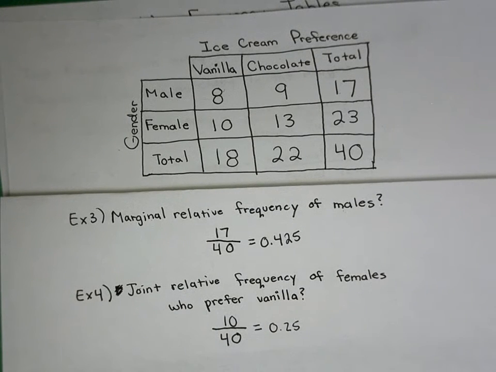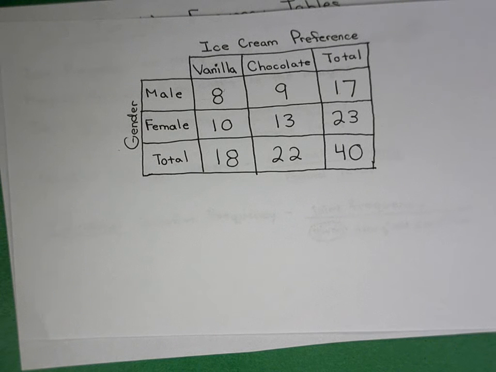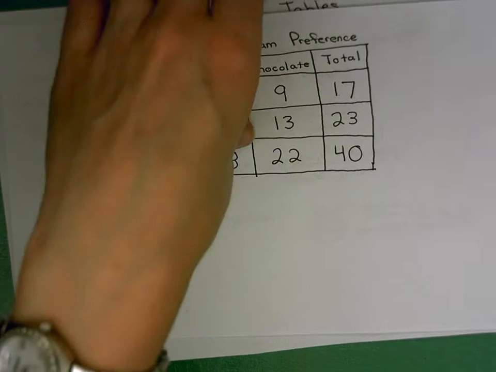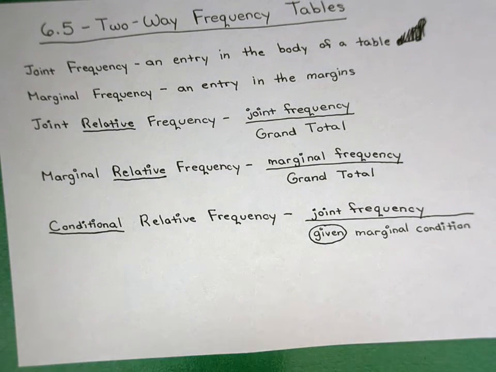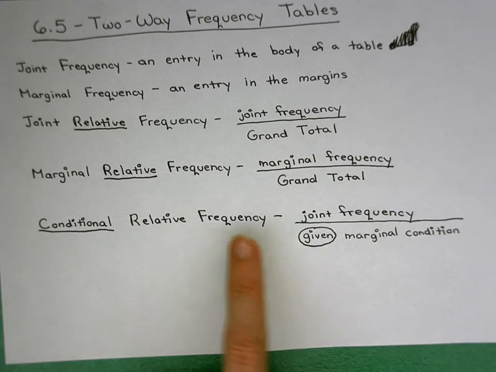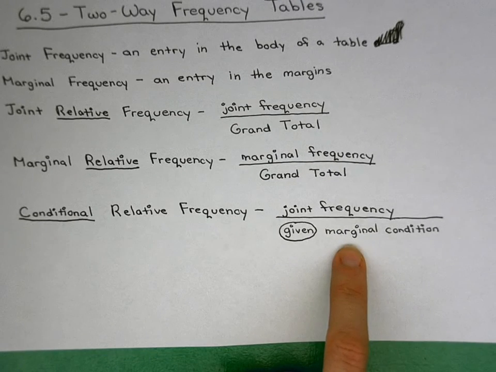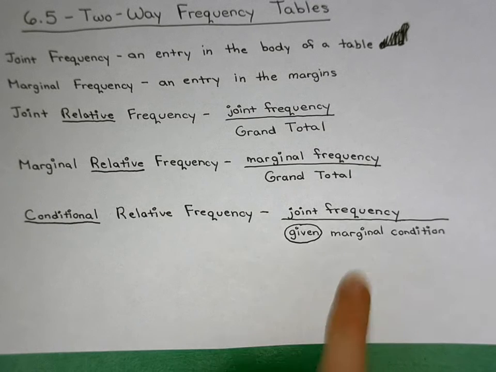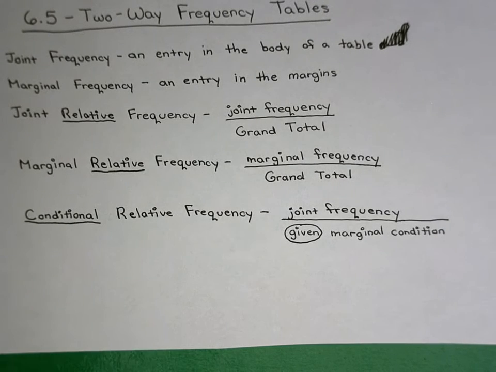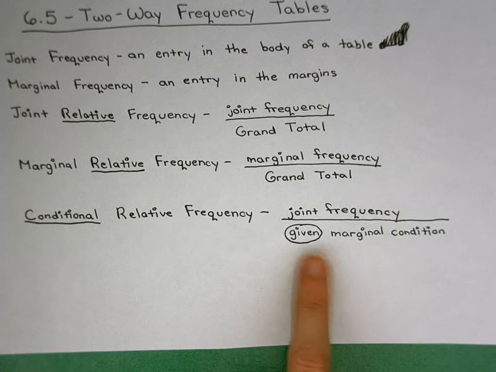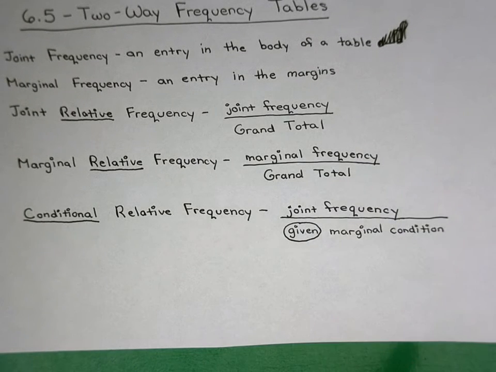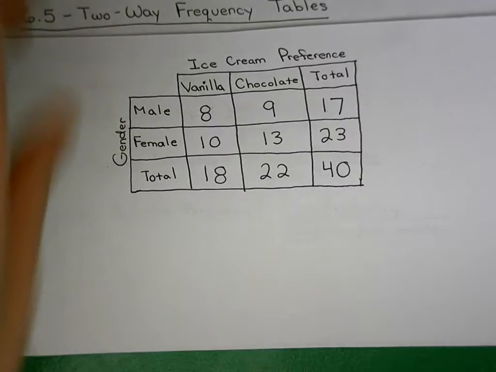Okay. This brings us to our last vocabulary word, which in my opinion I've found to be potentially a little bit trickier for a lot of students, which is our conditional relative. And it's primarily because of this fact right here, that for our conditional relative frequency, we are going to be taking our joint and dividing by this given marginal condition. And what typically is a little tricky for most students is they end up using the wrong marginal number. So again, this is why I phrase it this way. What comes after the given, right? We're going to be looking for that. That's going to be my conditional. Okay. So here we go.